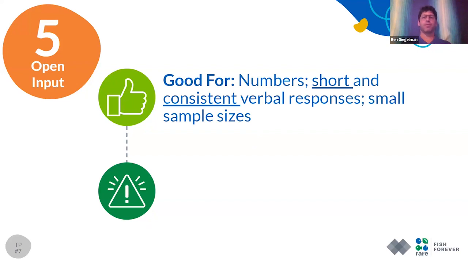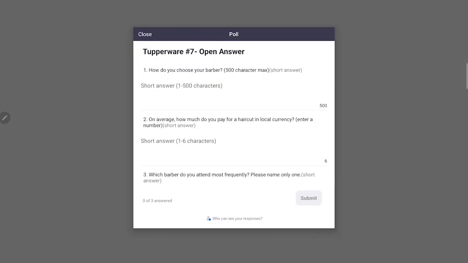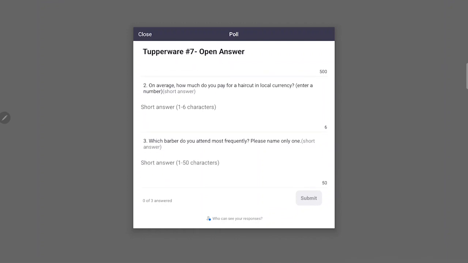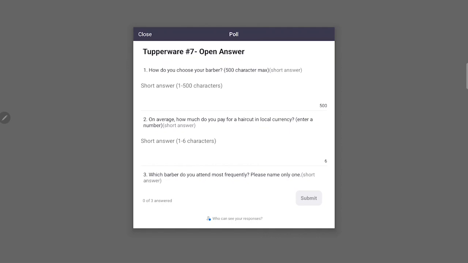Or if you have a small sample size. So if I'm sending a survey to my team of 10 people, I'll put all sorts of open input because I know I'm going to read through all of what they wrote, because there's only 10 of them. But if I'm interviewing or surveying 400 people and I have open answer questions, I may not actually have the capacity to read through and analyze all those answers. So we need to think about that.